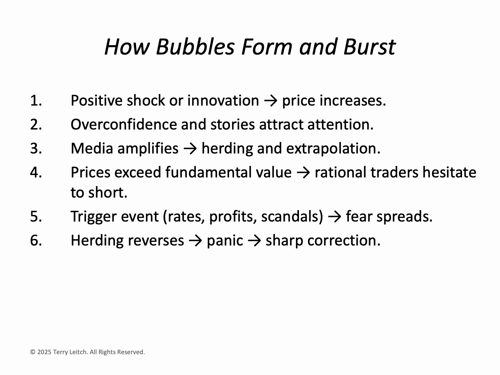Trigger event: rates, profits, scandal, fear spreads. Once the market is full of fear, it pretty much trades with a correlation of 1. So it's just either risk on or risk off. They don't care what asset it is. If it's a risky asset, it's going up today or it's going down today. The only difference is how much. Herding reverses, panic, you end up with a sharp correction.